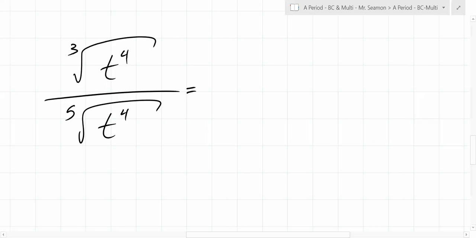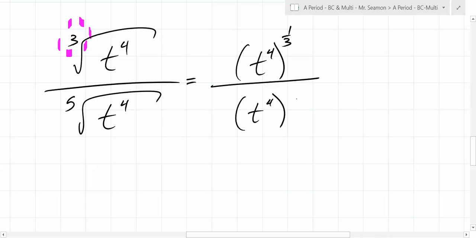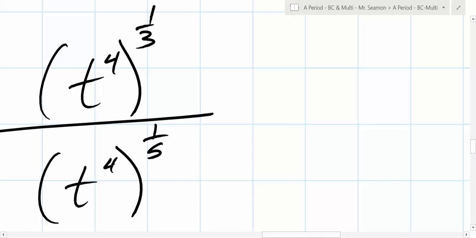So if we go back over here, you can write the numerator as t to the 4th to the what power? What power is cube root? 1 over 3. So this is to the 1/3 power over t to the 4th to the what power? 1 over 5. So then, exponent rules that you already know, what do you do with powers of powers? You multiply. Thank you.